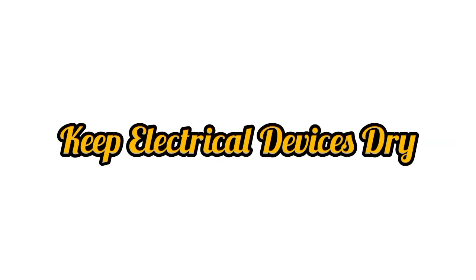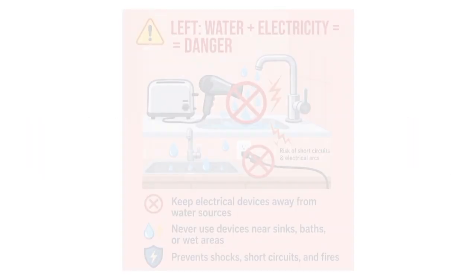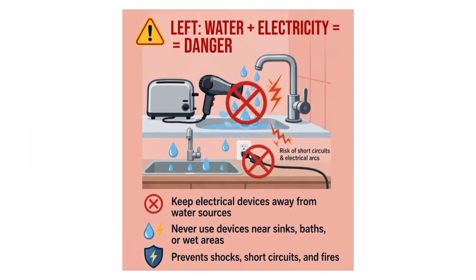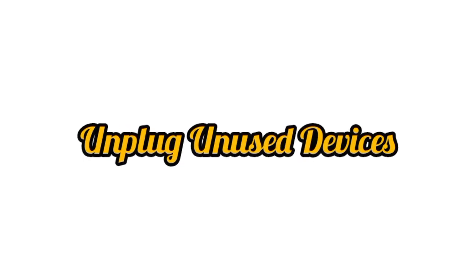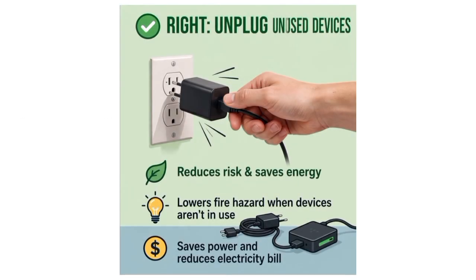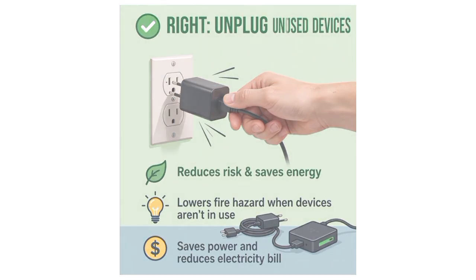Keep electrical devices dry. Water and electricity do not mix. Keep electrical devices away from water sources to prevent short circuits and potential arcs. Unplug unused devices. When not in use, unplug devices to reduce the risk of electrical issues. This also helps save energy.